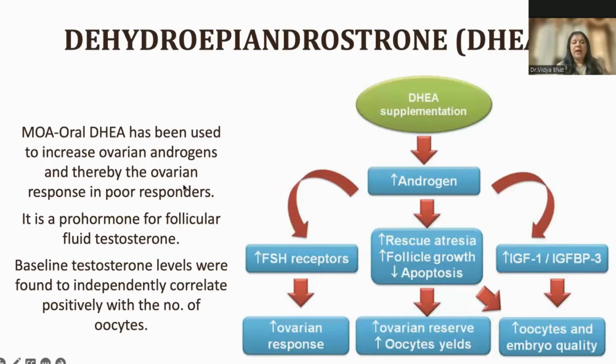So DHEA, what happens with DHEA? DHEA supplementation increases androgen, increases the rescue of atresia, increases the follicular growth and decreases apoptosis, increases FSH receptors, increases ovarian response, increases IGF, the growth factor, insulin-like growth factor 1 and 2, and also IGF-BP3. So it increases oocyte and embryo quality, and of course the oocyte yield.